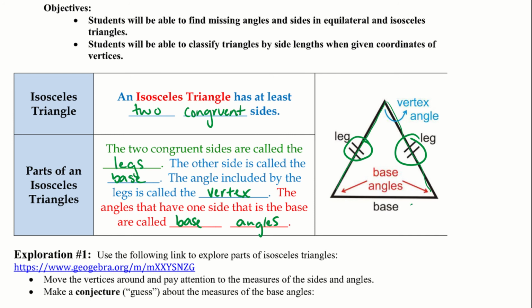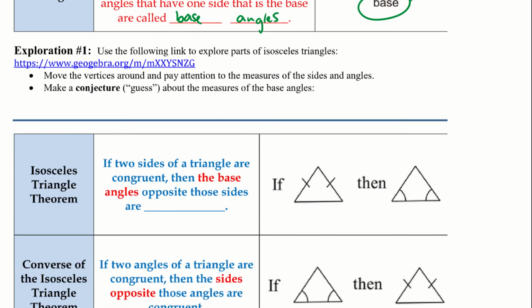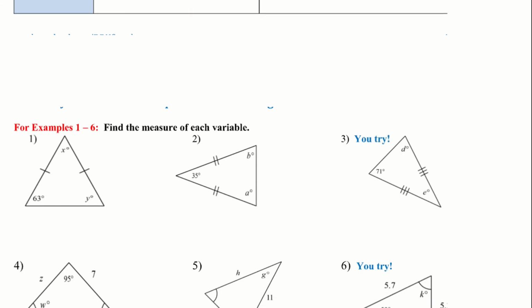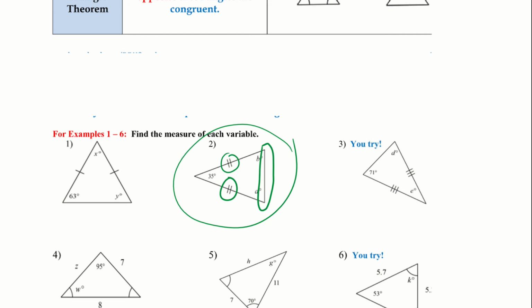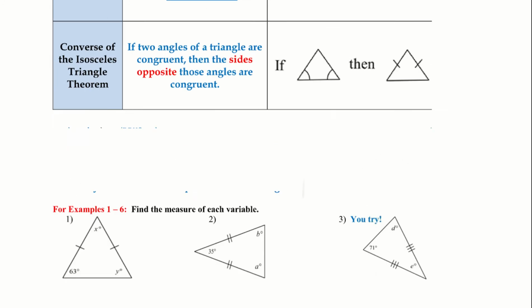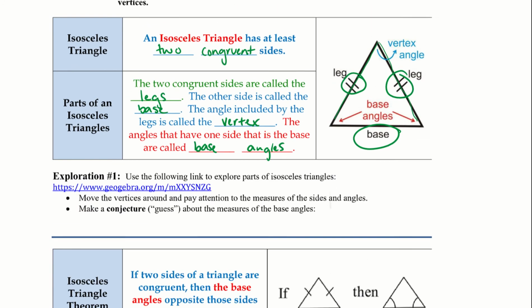The thing to remember about the base is that it's not always at the bottom. I'm going to scroll down to the next page real quick. There's going to be times like number 2 where the base is not at the bottom, but this is still the base because these two are the legs. So the base doesn't necessarily mean at the bottom, it just means it's not one of the sides that is the same. Okay? Alright, let's go back here.